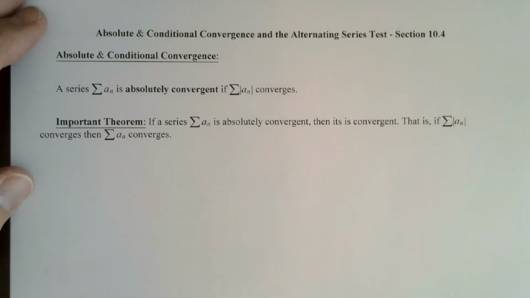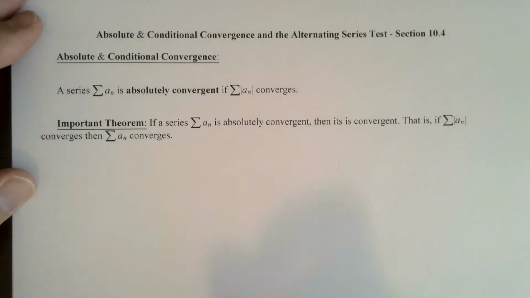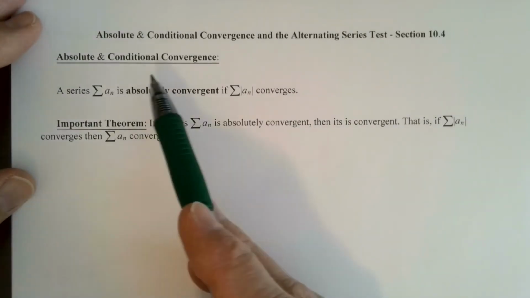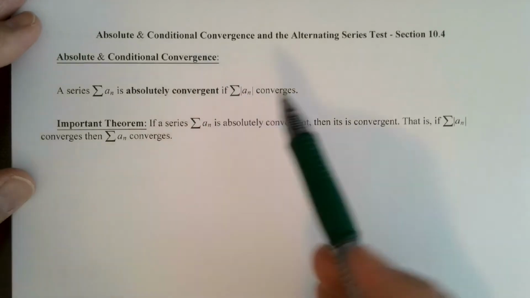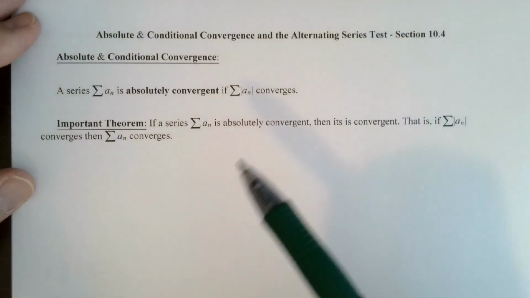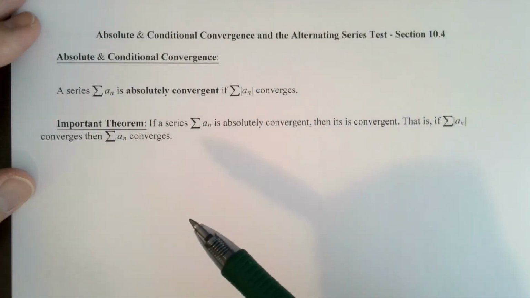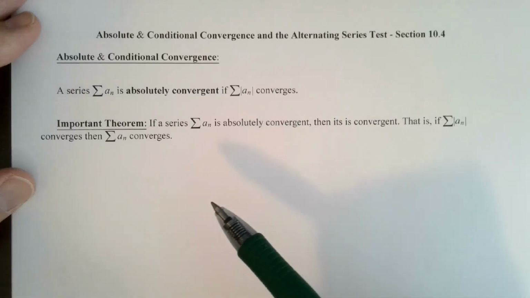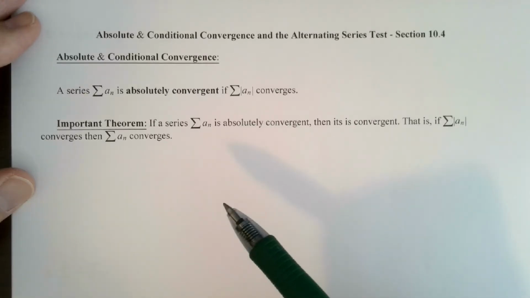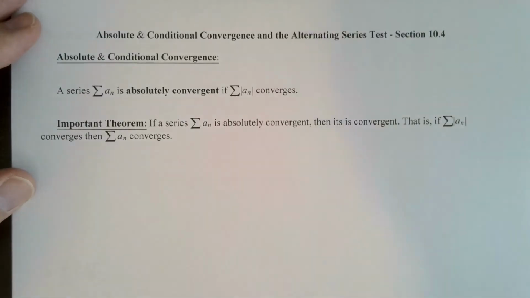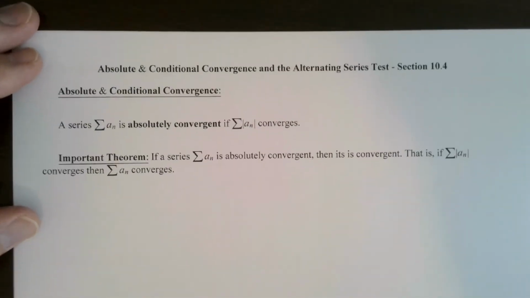So we want to talk a little bit about those series in this section. We're going to talk first about absolute and conditional convergence, and then a particular test for determining the convergence of a special type of infinite series where there are negative and positive terms in it. So first we'll talk about absolute and conditional convergence here.